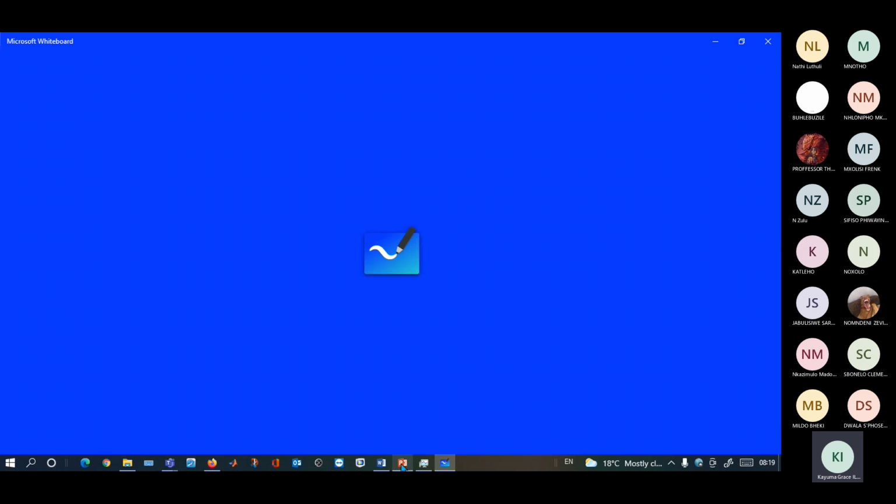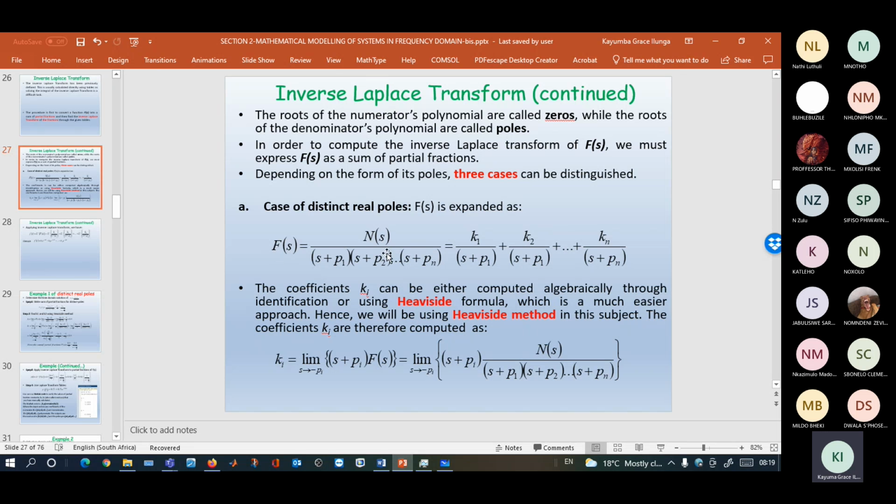Okay, let me go back to the slides. As you can see in the slide, they are showing us a function in a frequency domain where we have the numerator and the denominator. You can see on the denominator they write s plus p1, s plus p2, and s plus pn, and so on. They use different factors for the poles, for the denominator, and they create partial fractions, finding different coefficients that we can name K1, K2, and so on, Kn. Let me show if the whiteboard is ready.